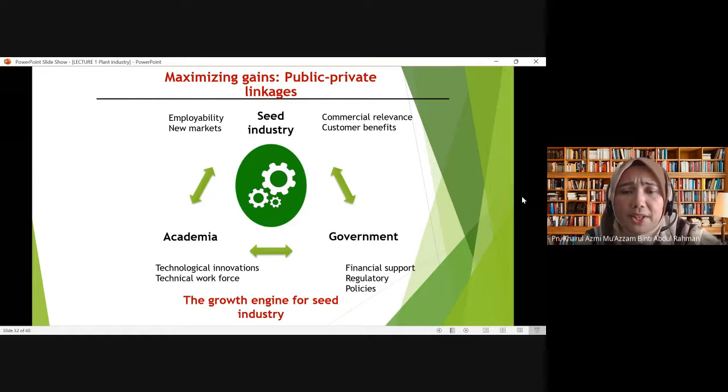Okay, we have the growth engine for seed industry. Okay, so this is seed industry is here. So we will involve the academia, macam institution like a university that can do the research. For example, the technological innovation, technical workforce, macam pesara, researcher, they can contribute their expertise to develop more high quality of the seed. And then government akan bagi financial support, bagi grant-grant dekat universiti untuk buat research, buat penyelidikan, semua tu lah.